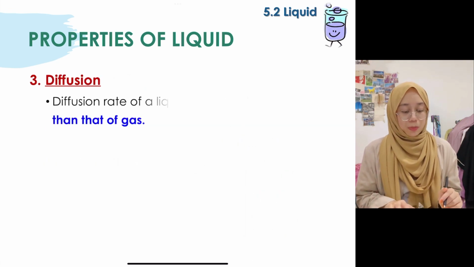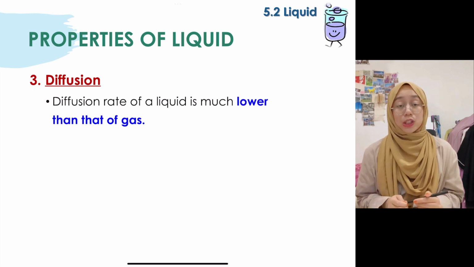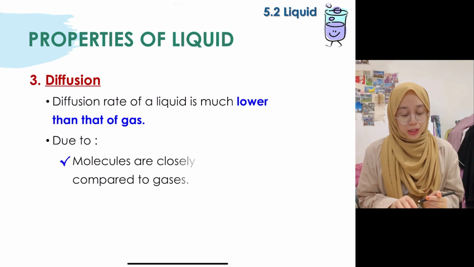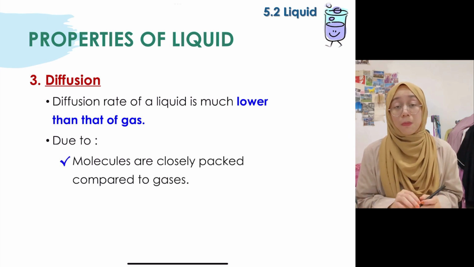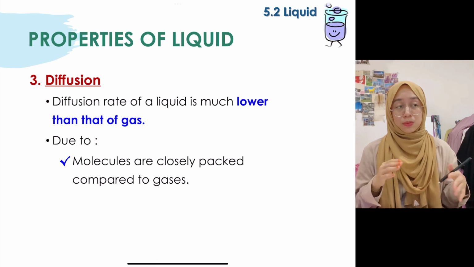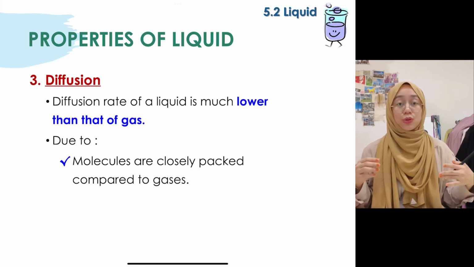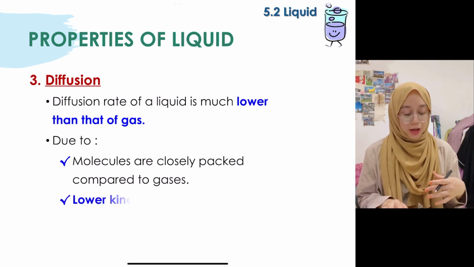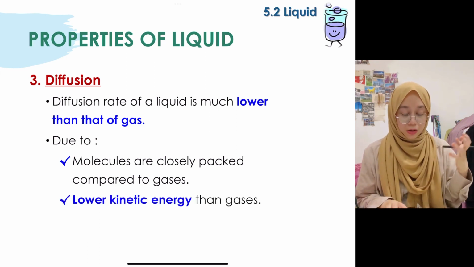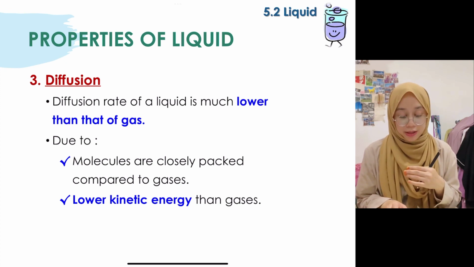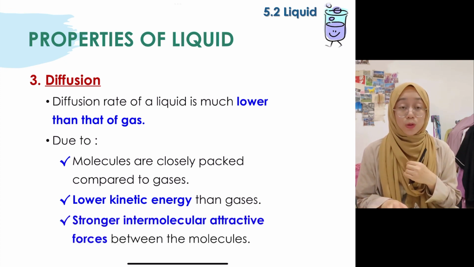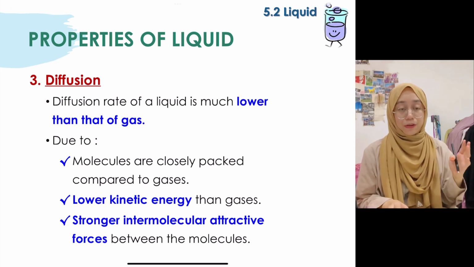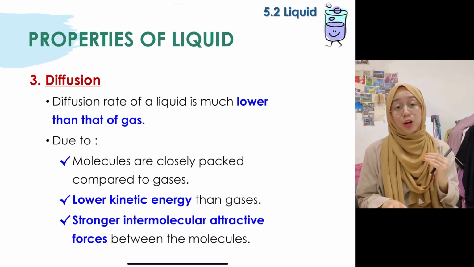In terms of diffusion pula, the diffusion rate of a liquid is much lower than that of a gas, due to the molecules being closely packed compared to the gases. So kebanyakan yang kita tengok physical properties ni is due to the molecular arrangement between the particles sebenarnya. Kalau closely packed, meaning the lower the kinetic energy compared to gases, so stronger intermolecular forces between the molecules. So that's why the diffusion rate is lower compared to gas.